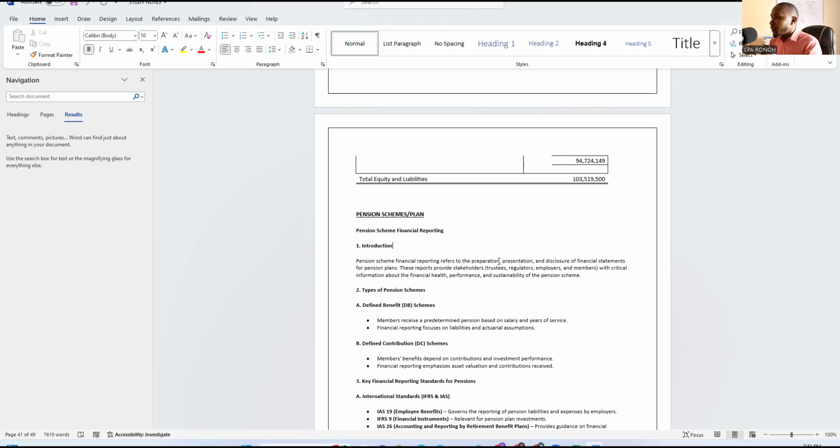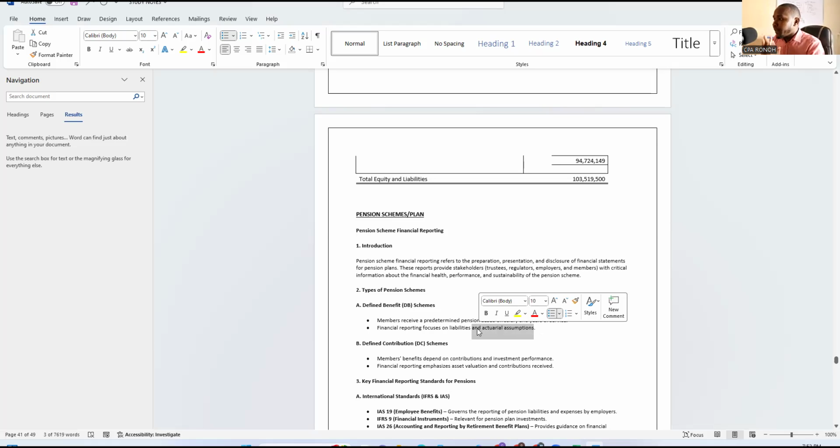Then we have two types of scheme. We have a defined benefit scheme, where members receive a predetermined pension based on salary and years of service. It depends. If you go to these insurance companies to register this pension scheme, they will give you a lot of types of this scheme. So this one is based on the defined rate, based on your salary and the years you served that company. And then the financial reporting focuses on liability and actuarial assumptions.